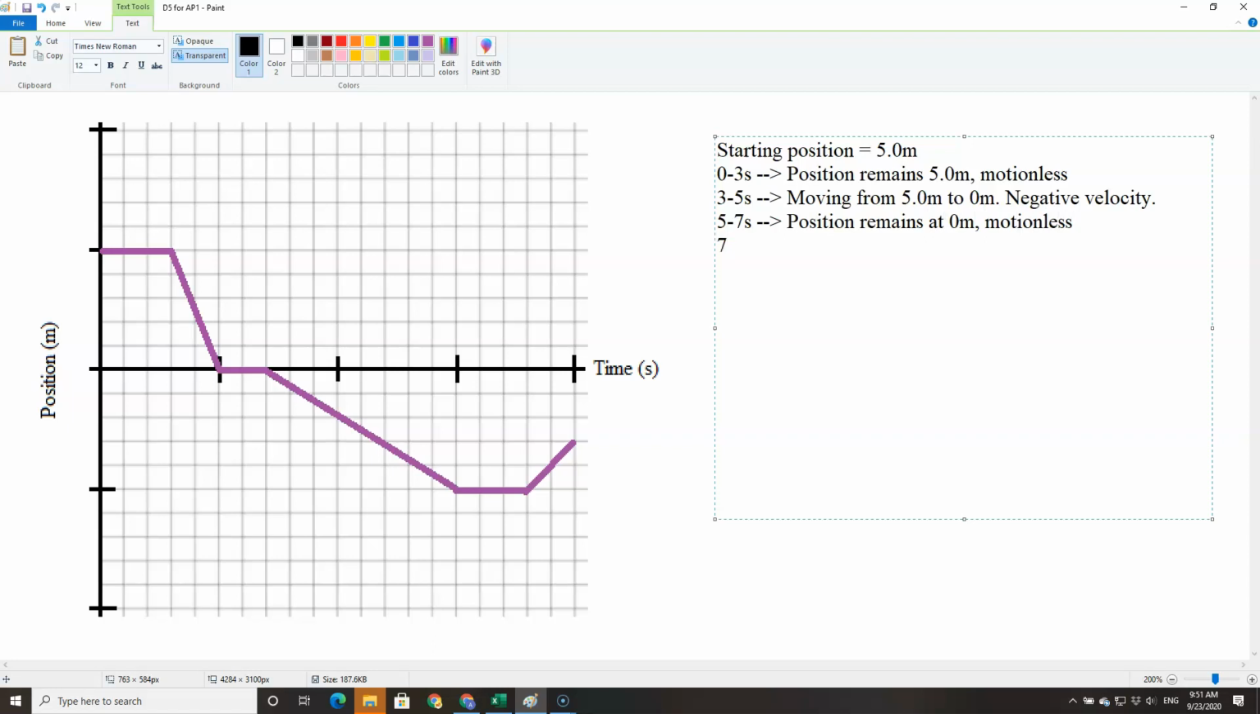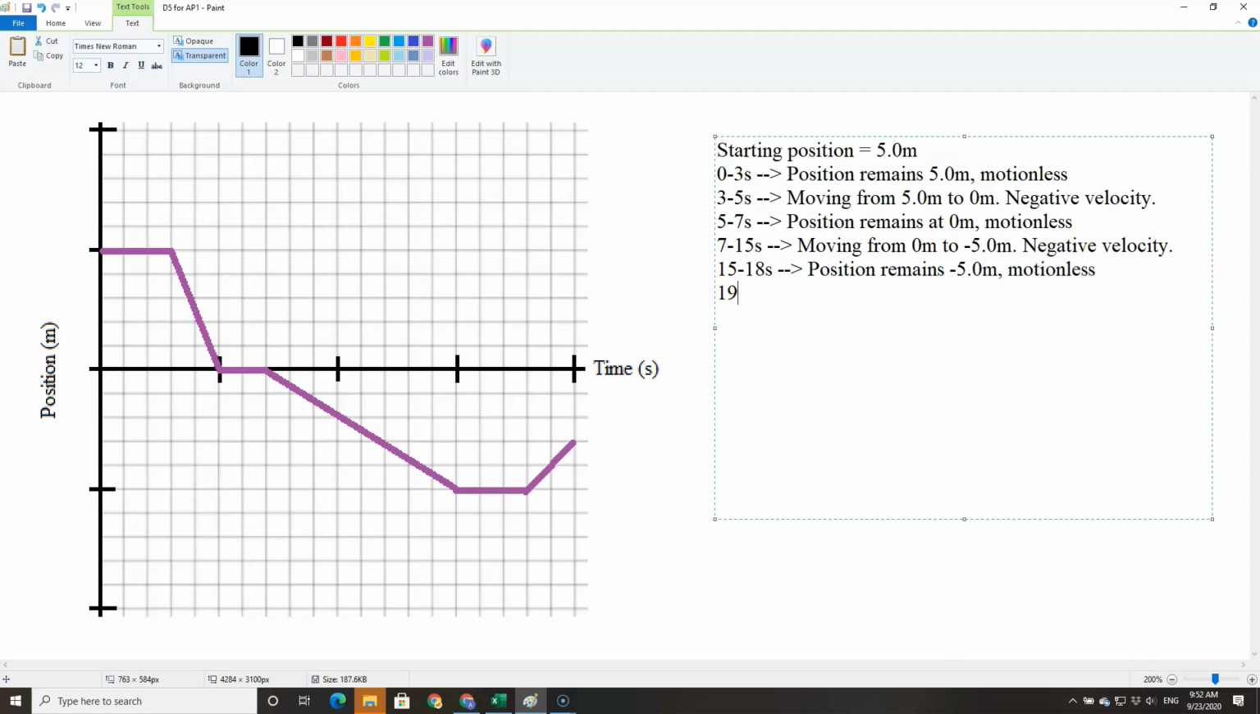Then from 7 to 15 seconds, we are moving from 0 meters to negative 5 meters. Since we're moving in the negative direction, that will again give us a negative velocity. And from 15 to 18 seconds, we are at a position of negative 5 meters. So we are once again motionless.